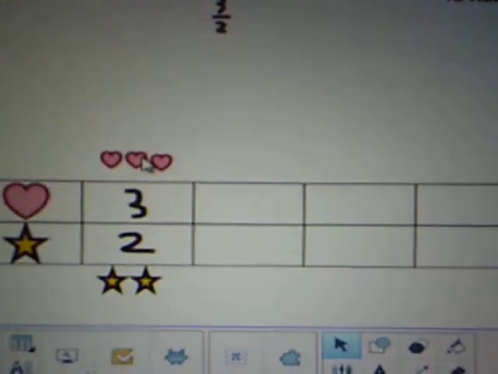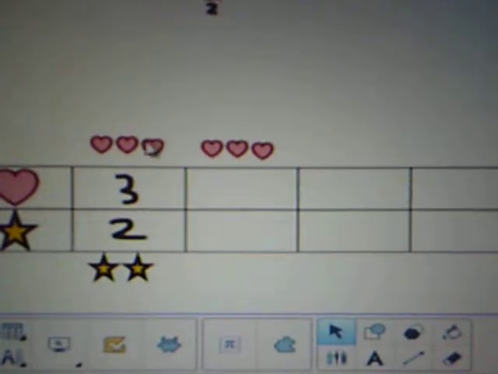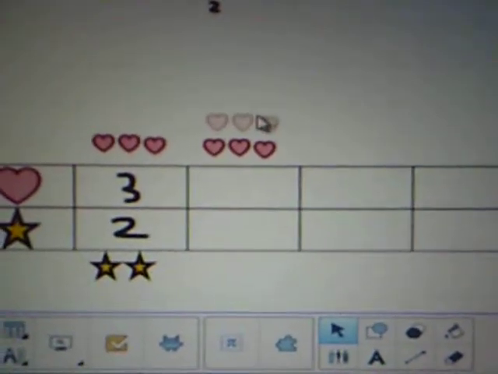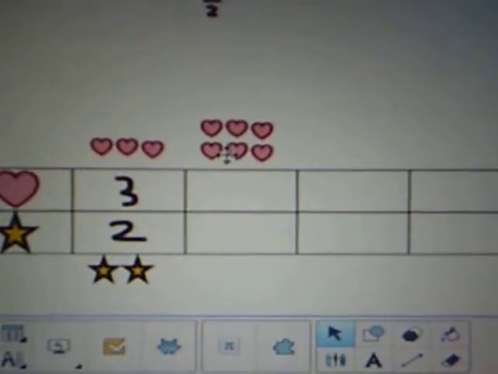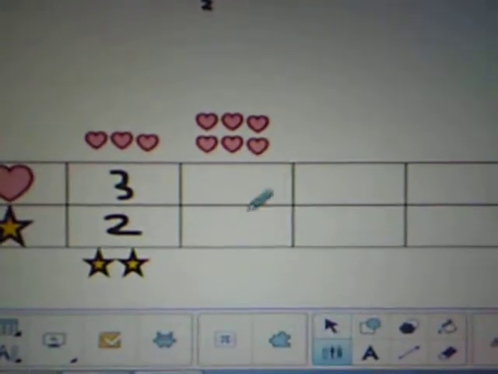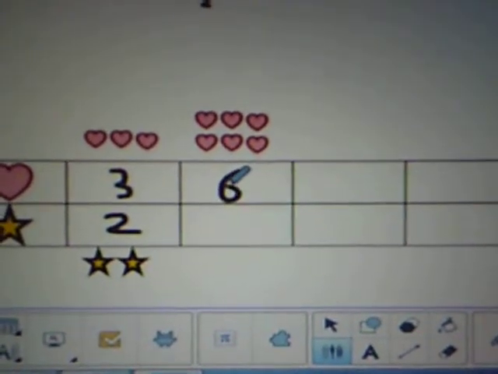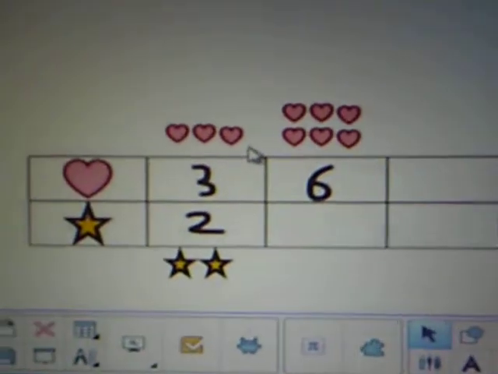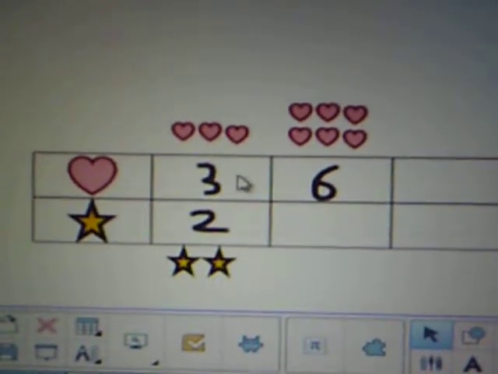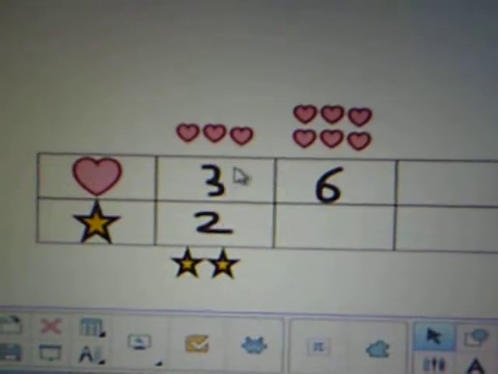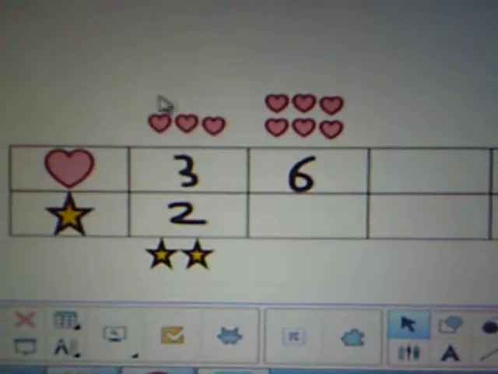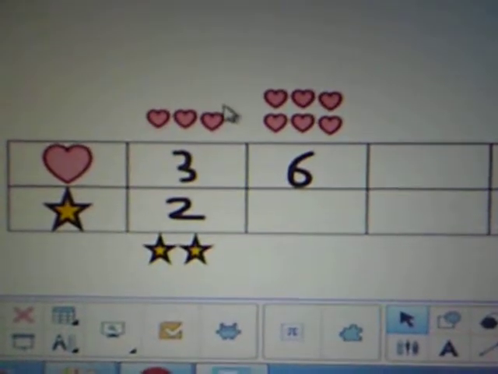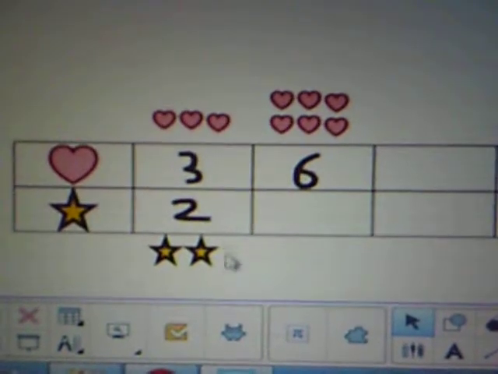But what if I added 3 more hearts? What if I had 6 hearts here? How many stars will I need to have if I'm keeping the ratio the same? Well, remember, our starting ratio is 3 hearts to 2 stars. So what that means is that every set of 3 hearts needs to get 2 stars with it.